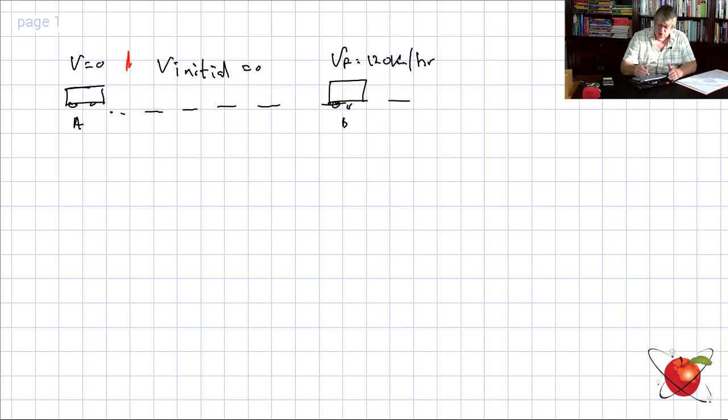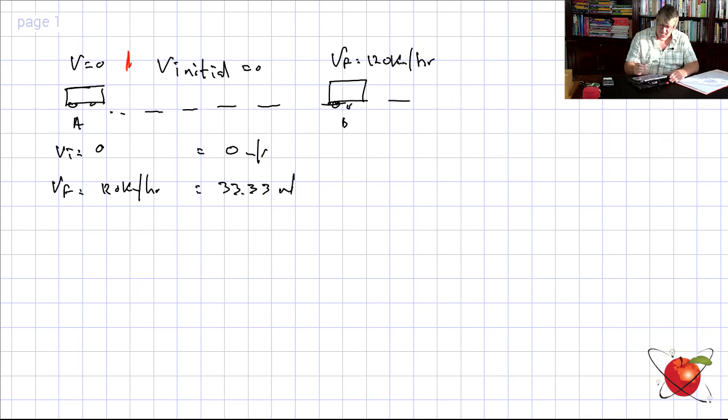Well, V final is 120 kilometers per hour. The next step is to change that. So we put down here V_i equals 0 and V_f equals 120 kilometers per hour. I can say that's 0 meters per second, and for this one we know the conversion is 33.33 meters per second. Now let's see what else they give. They told us that it accelerated in 1 minute, which is delta t equal to 60 seconds.